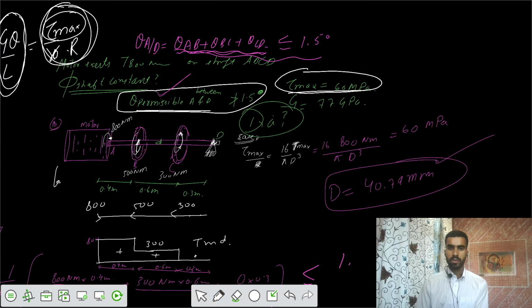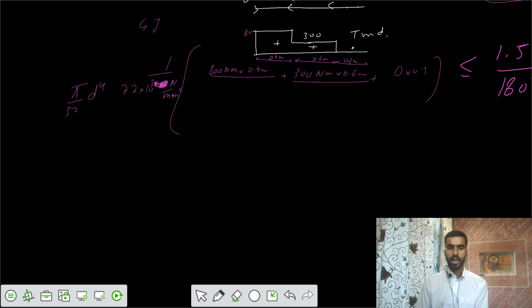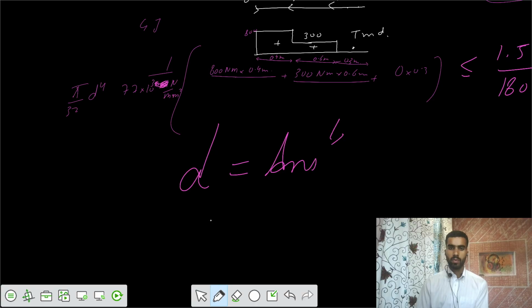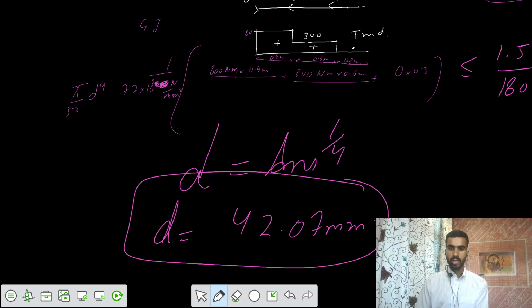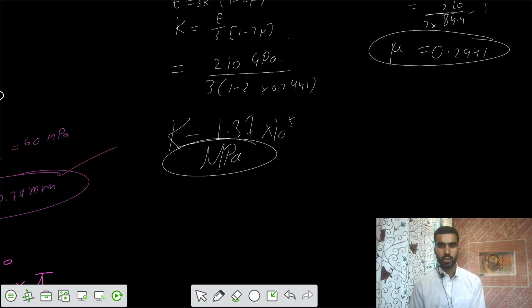How many degrees was given to you? 1.5 degrees, so 1.5 degrees by 180 degrees into pi. So you solve this part, and you would get the diameter to the power 4 and the answer: the diameter equals 42.07 millimeter. Now you got two different diameters. You had two options now. Which option should you prefer?